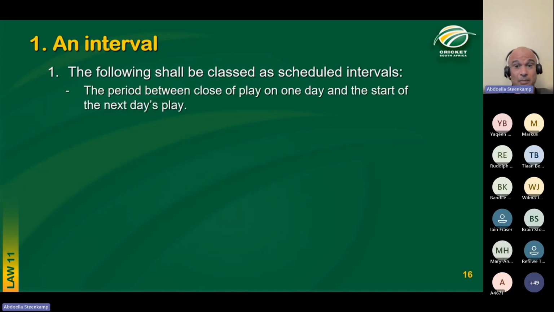So the first example of a scheduled interval is the period between close of play on day one and the start of the next day's play. Using our Test match as an example, day one starts at 10, close of play is 5 o'clock on day one, and day two will start at 10 o'clock again the next morning. So the period between 5 o'clock on day one and 10 o'clock on day two is seen, as per the law, as a scheduled interval.